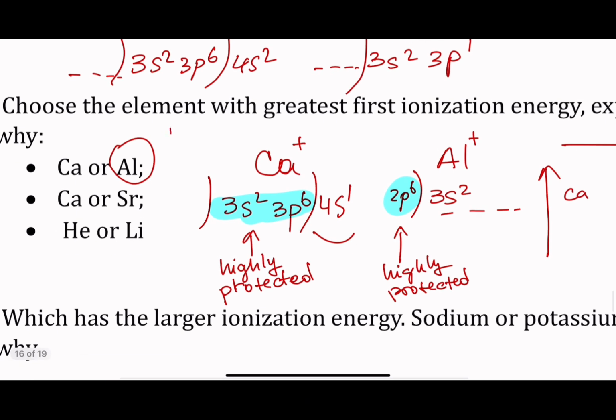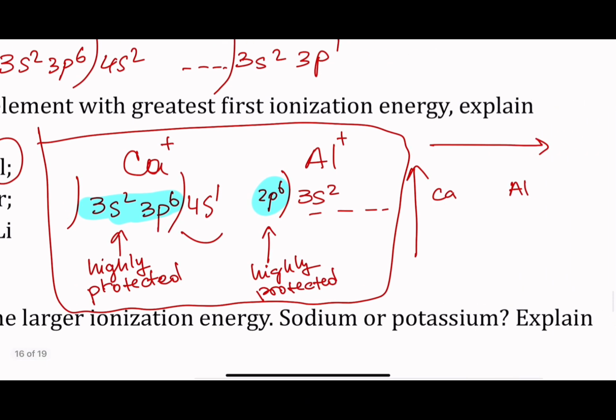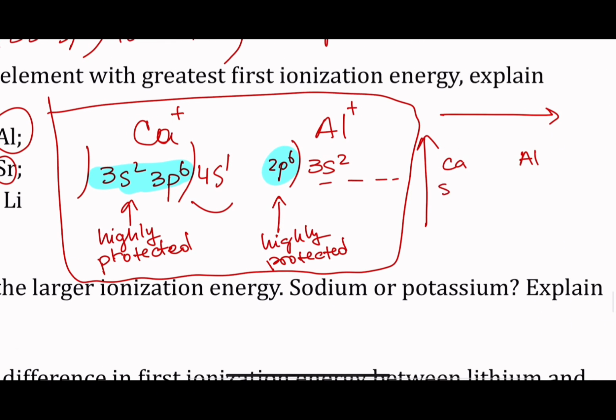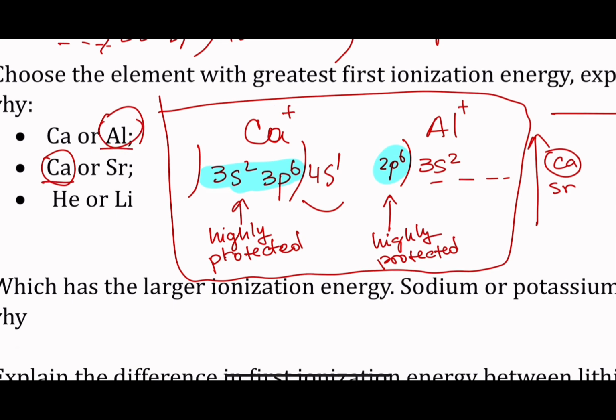Now you might be asking, why did we write all this stuff here? We can just look at the trends and decide it. Bear with me, you will need this in the other exercises. So we have here calcium and strontium. If you look at it, strontium is at the bottom, so calcium will have higher ionization energy. So we delete strontium and calcium, and over here aluminum.